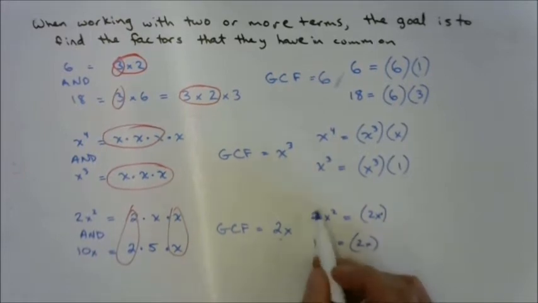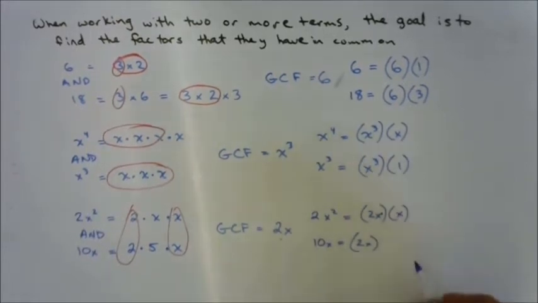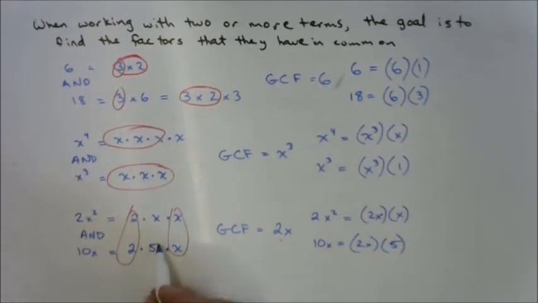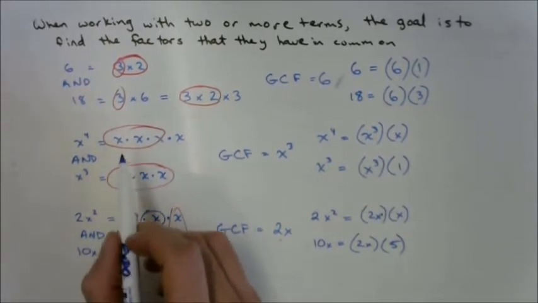Well, 2x times what gets 2x squared? Another factor of x. 2x times what gets 10x? A factor of 5. And that's just the missing factor that we hadn't tackled from each term right there. Makes sense? And you can look at that all the way up.